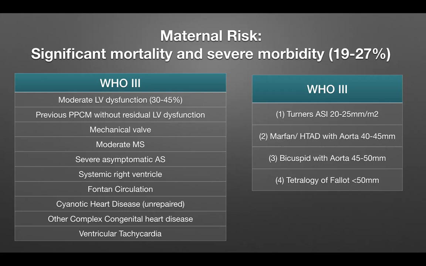WHO3 also extends into all our aortopathies. Important to remember Turner's, Marfan's, bicuspids, and tetralogy. And I've listed the dimensions of the aortas that put you into WHO classification 3 based on the disease process. I'm going to turn your attention to Turner's, which needs to be measured for body surface area.